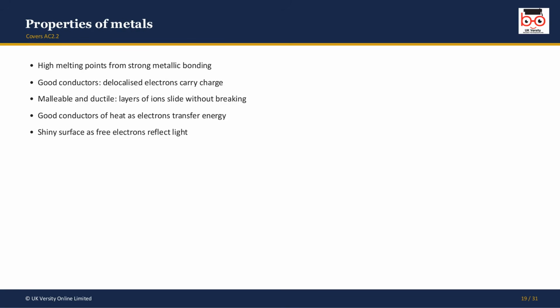Metals get their properties from that sea of electrons. Strong metallic bonding gives high melting points, and the delocalized electrons make them good conductors of electricity, carrying charge freely. They're malleable and ductile, because layers of ions can slide past each other without the bonding breaking. Those same mobile electrons make them good conductors of heat, and they have a shiny surface because free electrons reflect light.